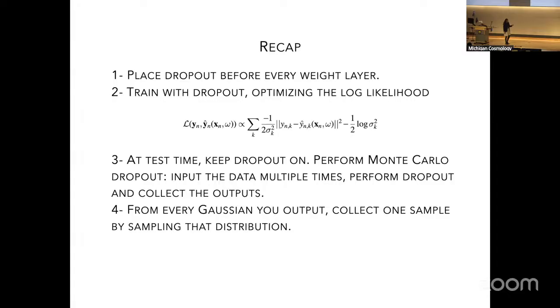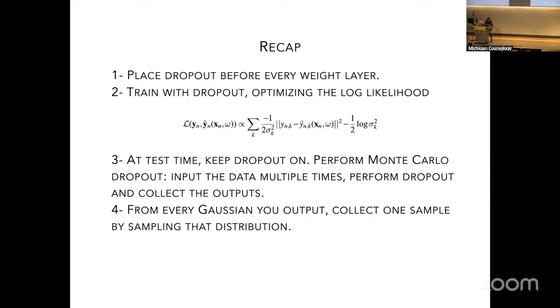You would just turn it off to not sample. But then what we want to do is we want to sample. So we keep it on, and then we do Monte Carlo dropout, which means that we feed the same input multiple times to the network, every time with a different realization of the weights. A different realization is the weight on or off, and we collect all the outputs. And then from every Gaussian output, we collect one sample by sampling that distribution. And these are our final samples that we collect at the end. So now we've compounded the two sources of uncertainty, the aleatoric uncertainty and the epistemic uncertainty.